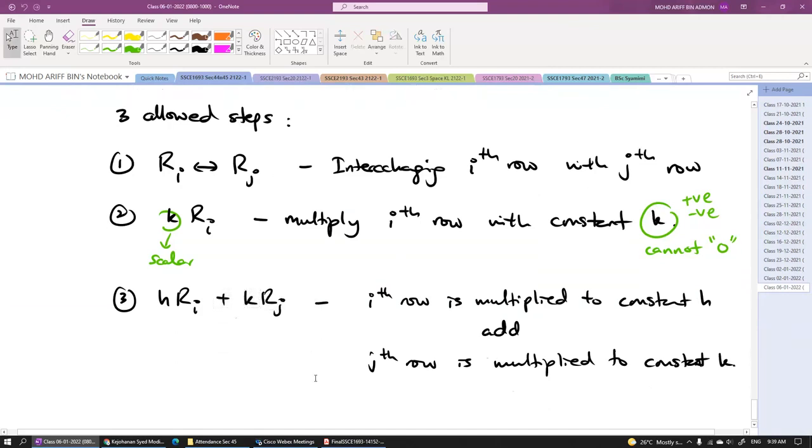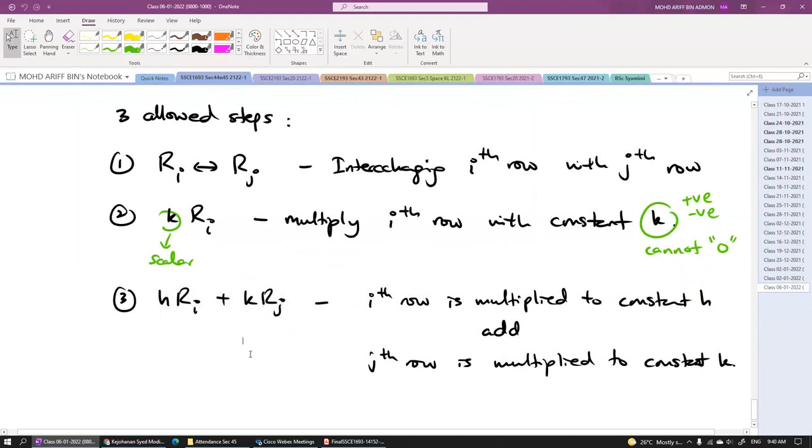But the one that I want to highlight here is regarding K. It doesn't matter what your constant is. Your constant can be 1, can be minus 10, can be any number other than 0 once again. Cannot be 0, remember. And the most important, this addition must be in between rows only. You cannot take row 1 and minus column 1. Cannot. Must be in between rows.